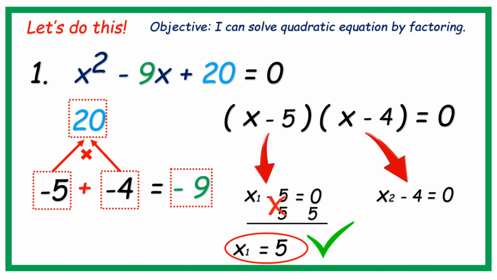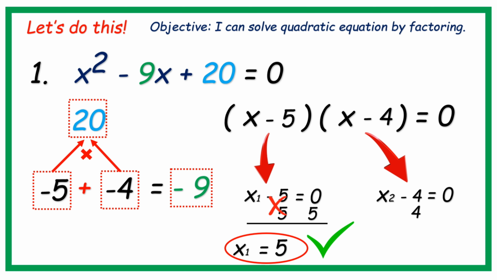Now let's answer x sub 2 minus 4 equals 0. Again, we need to isolate. How? By adding the opposite sign number. So x sub 2 minus 4 equals 0. We just need to add 4. Negative 4 plus 4 will give you 0.